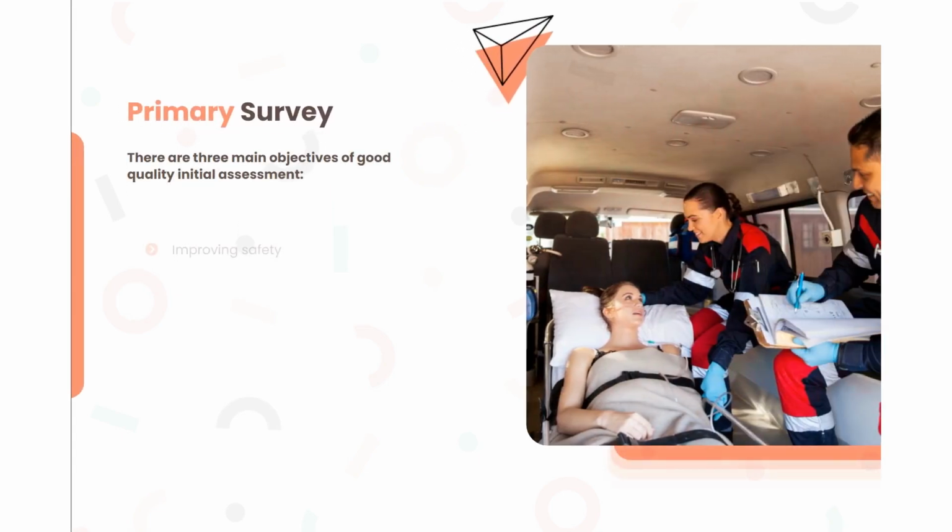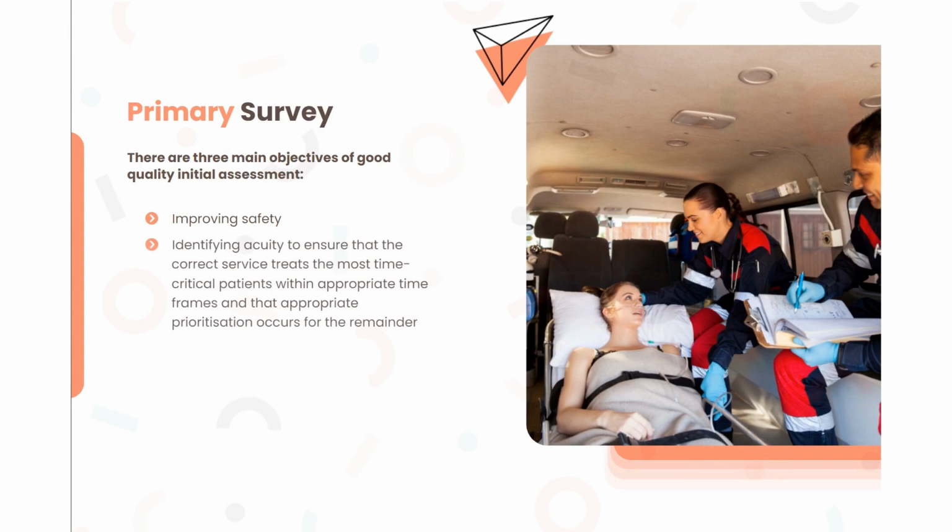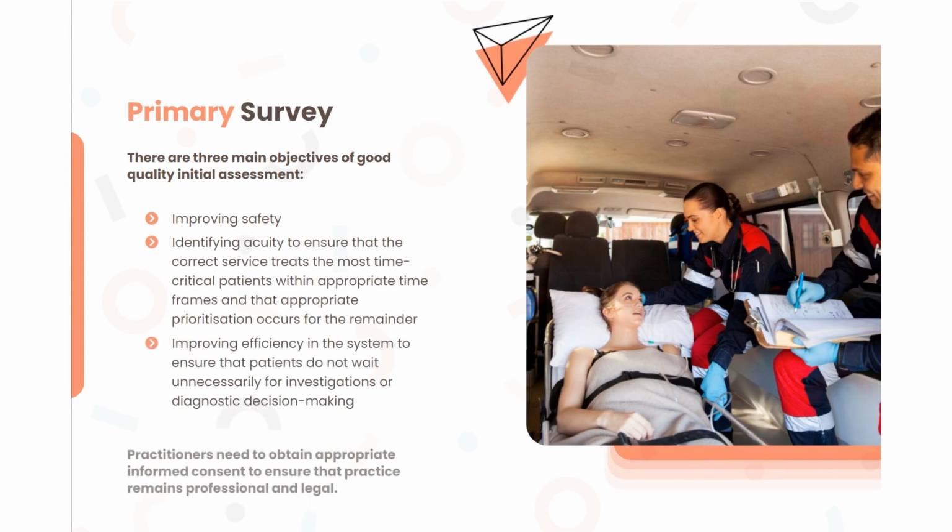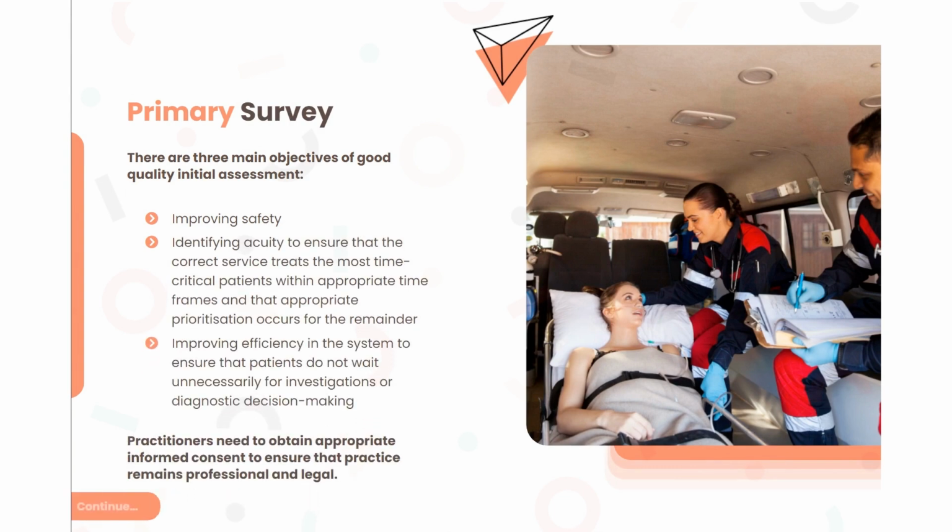Primary survey. There are three main objectives of good quality initial assessment. Improving safety. Identifying acuity to ensure that the correct service treats the most time-critical patients within appropriate time frames and that appropriate prioritization occurs for the remainder. Improving efficiency in the system to ensure that patients do not wait unnecessarily for investigations or diagnostic decision-making.